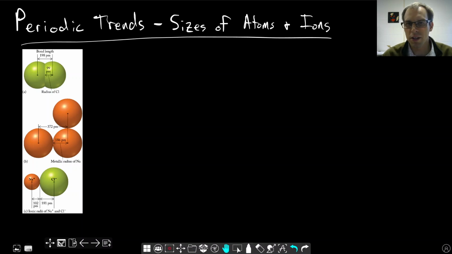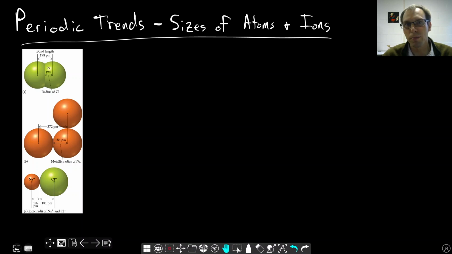In this video, we're going to start looking at what we call periodic trends. These are trends in the properties of atoms that vary across the periodic table, and trends that we can see as we go from left to right across the table and from top to bottom down the table. And so the first thing we're going to look at are the sizes of atoms and ions.